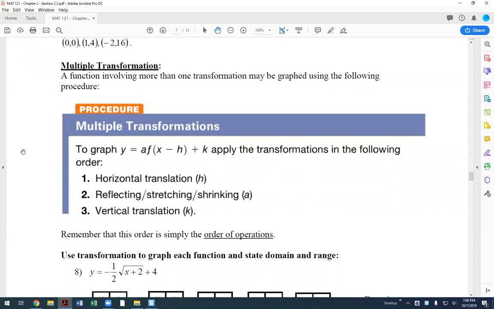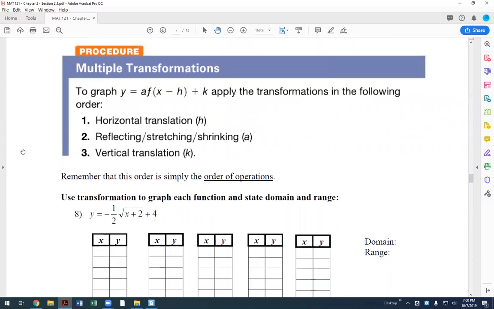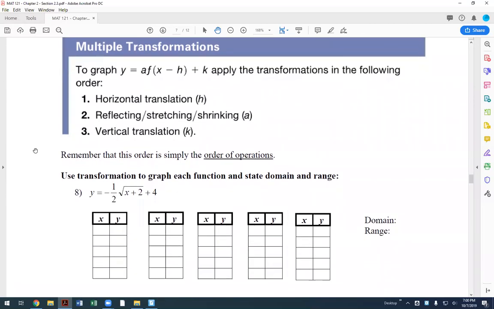So reflection, if you see a negative sign, and then based on whether the value of a in front of your function is greater than 1, you will have a stretching effect. If the value is between 0 and 1, it's going to shrink. The very last transformation that we do is the vertical translation. So that's coming from our k value, a value with the stretching, shrinking, and of course if it's negative, it's a reflection, and the h value gives us our horizontal translation.